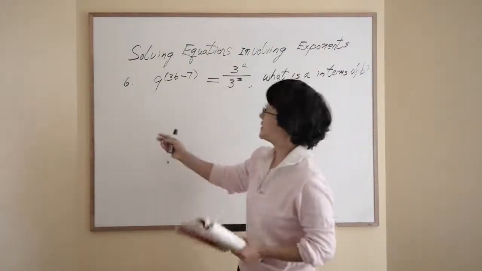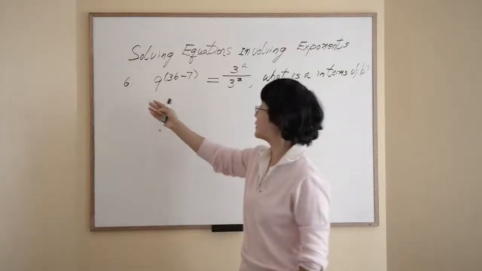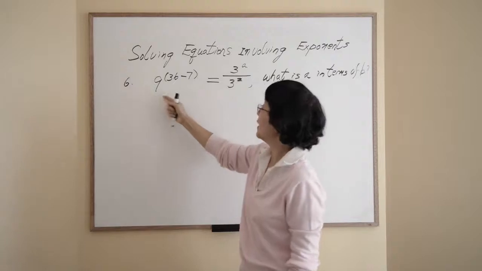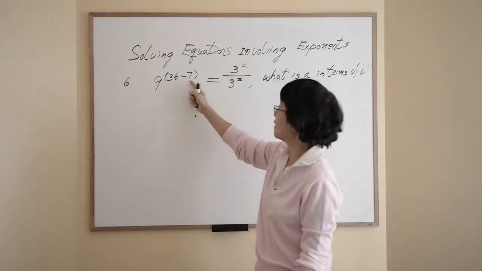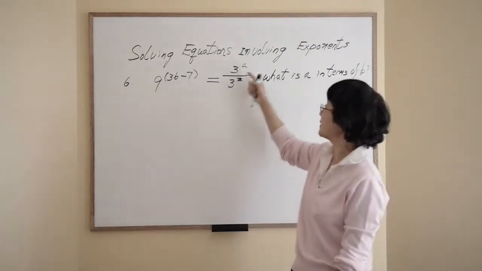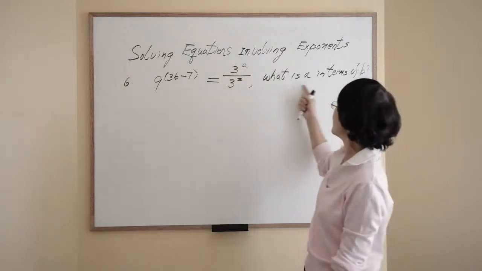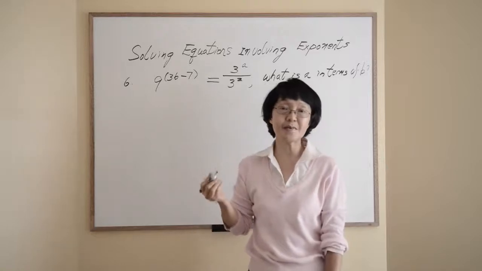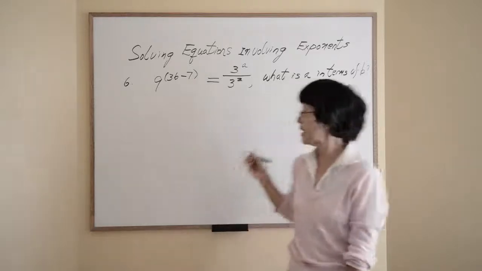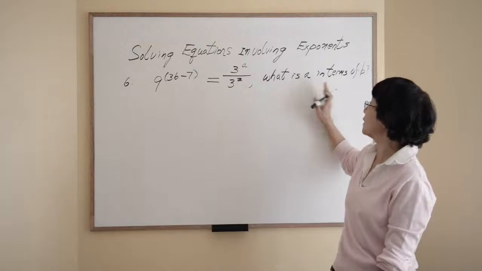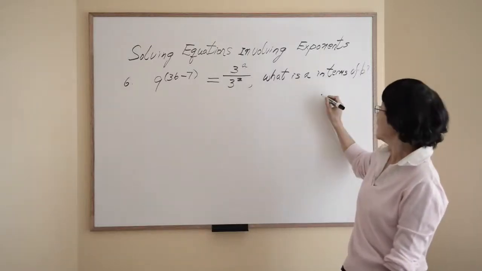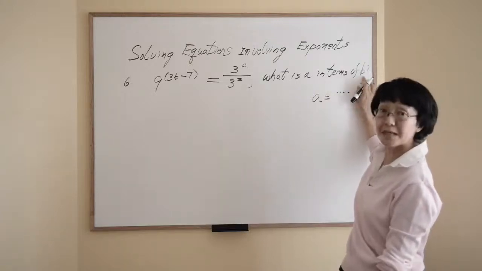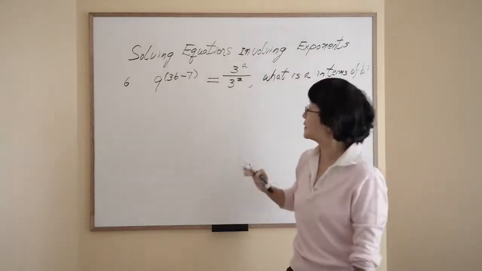Okay, next example, it's example number 6 from page 84. 9 to the power of 3b minus 7 is equal to 3 to the power of a divided by 32. And what is a in terms of b? Now, again, this is a very typical SAT kind of question. They always ask what is one variable in terms of the other variable. So that means a is equal to something you express in b. Okay? Good. Now let's do this question here.